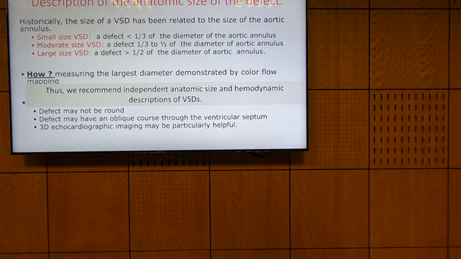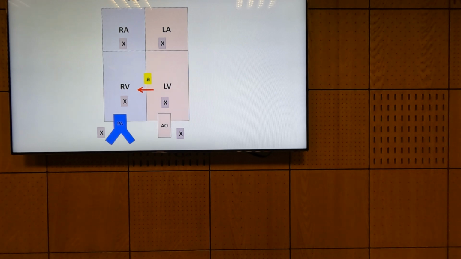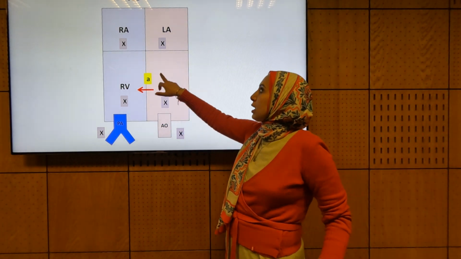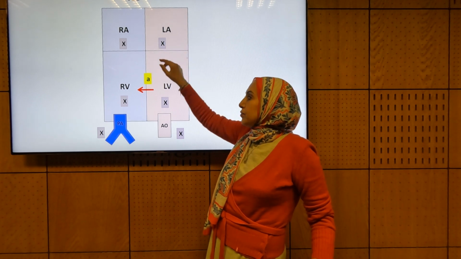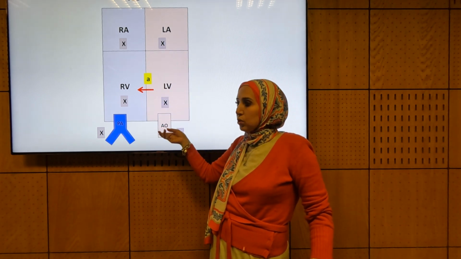Okay, we will now go to the hemodynamics of the VSD: the estimation of the right ventricular systolic pressure and the magnitude of the shunt. I will go briefly through the pathophysiology of the VSD. So now we have a fixed amount of blood. What goes from the left atrium to the left ventricle should go to the aorta.